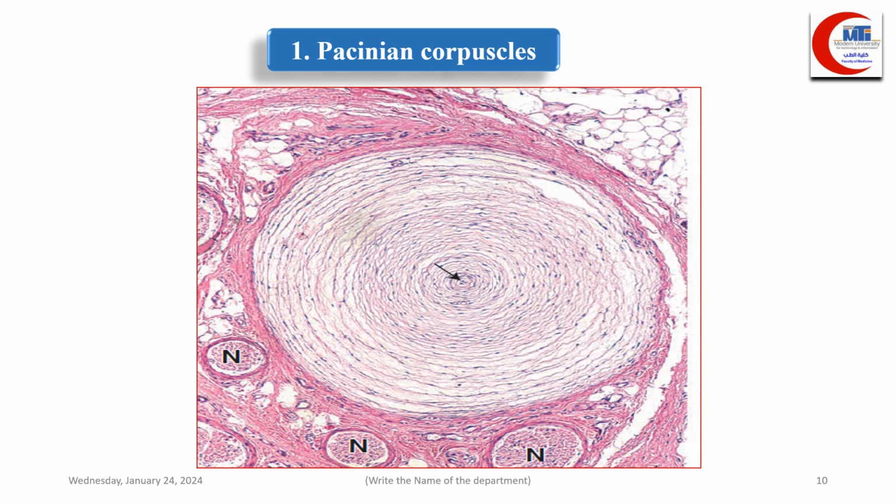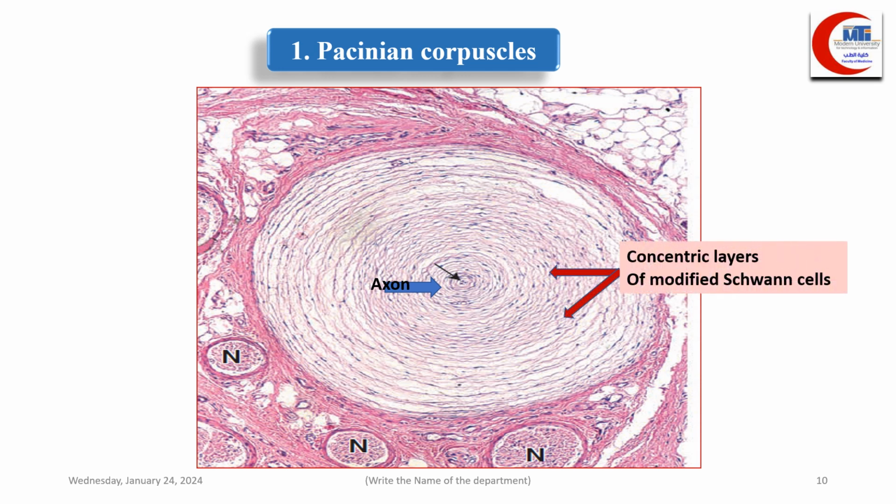What about this photo? This is a Pacinian corpuscle also, but stained by H&E stain section. The arrow points to the axon in the center, and all these structures which surround this axon are modified Schwann cells, and mainly this structure which is onion in shape is covered by a connective tissue capsule, as I have mentioned. This arrow points to the axon. This is the axon. And these are modified Schwann cells which form concentric layers around it.